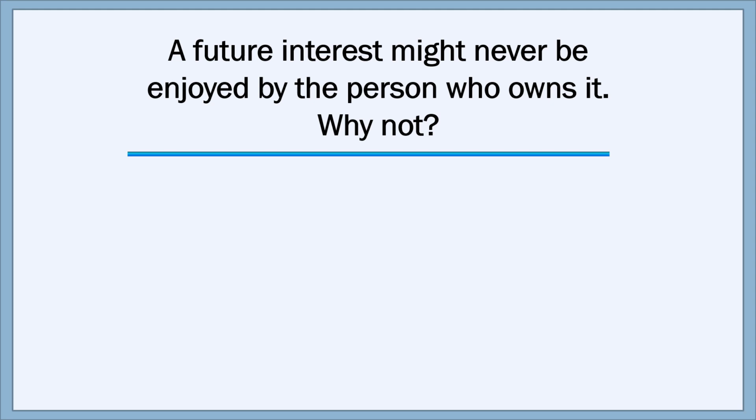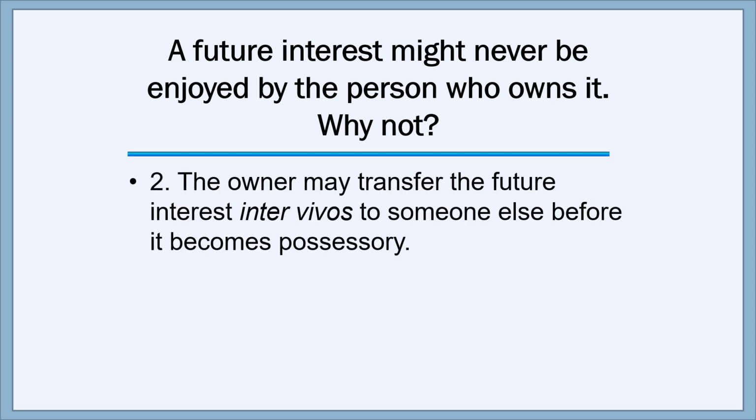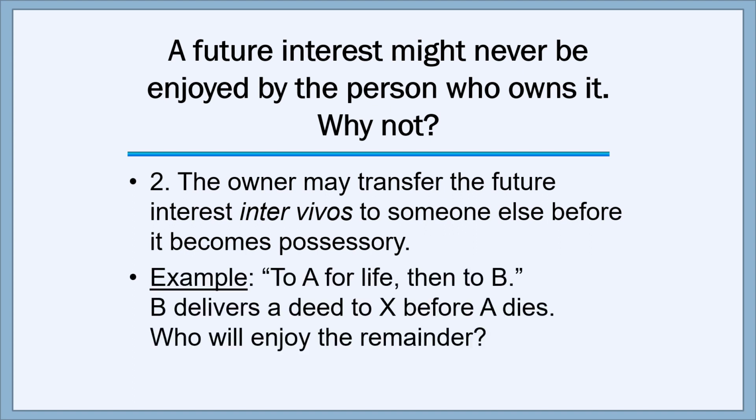Here's the second reason that a future interest might never be enjoyed by the person who owns it. The owner might transfer the future interest inter vivos to somebody else before it becomes possessory. Inter vivos, remember, means during lifetime. So here's an example. A for life, then to B, and B, who holds the remainder here, delivers a deed to X before A dies. Now B is transferring by that deed to X B's future interest.